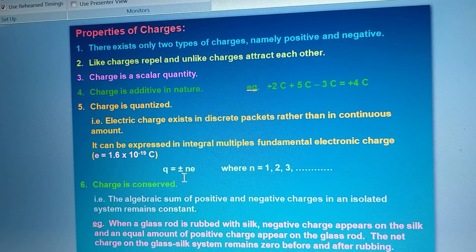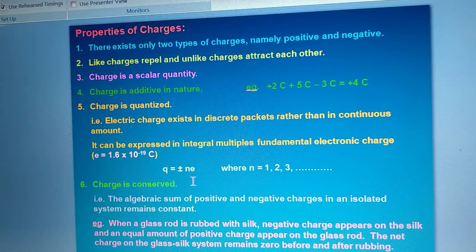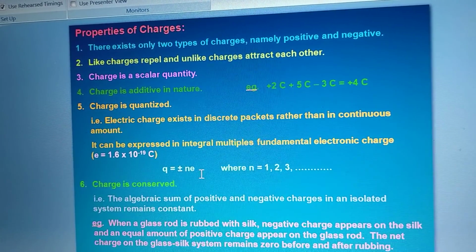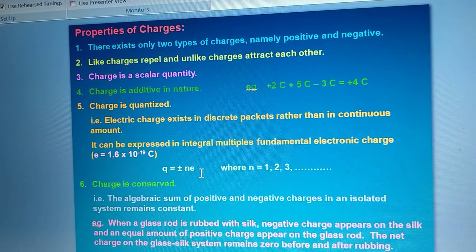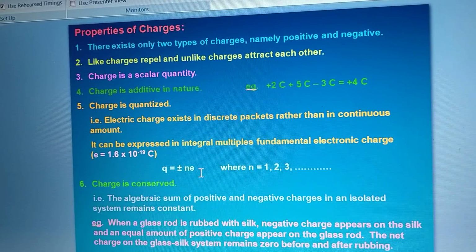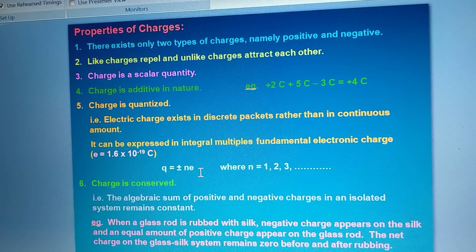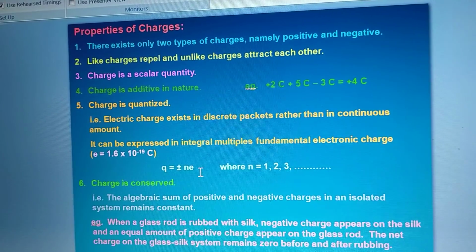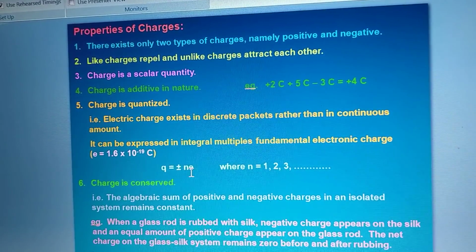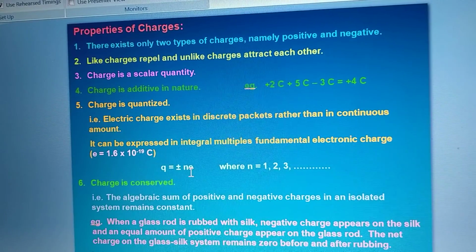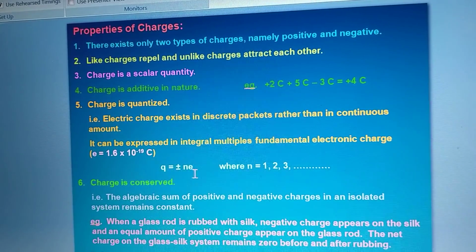It means charge always exists in integral multiples, not in fractions. Focus on this point: charge always exists in integral multiples of the fundamental unit of charge, that is small e, not in fractions. Charge never exists in fractions.